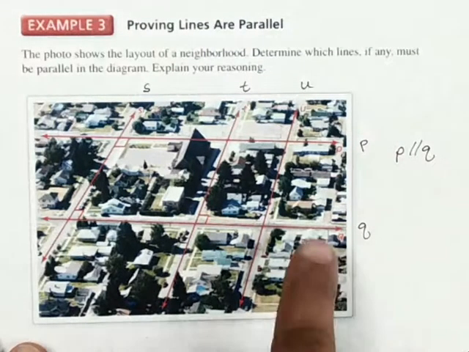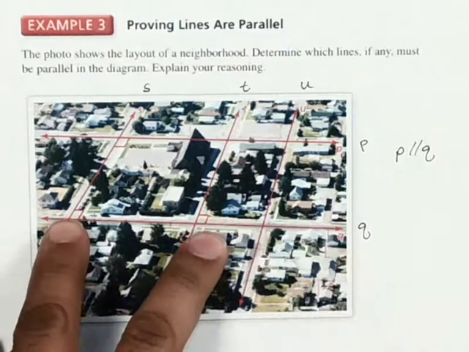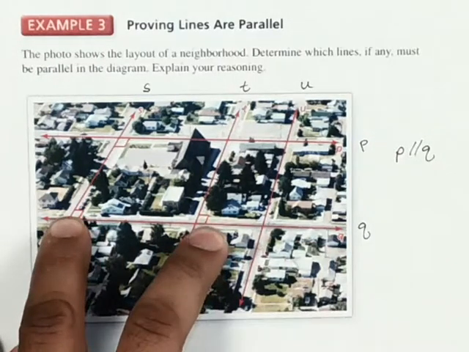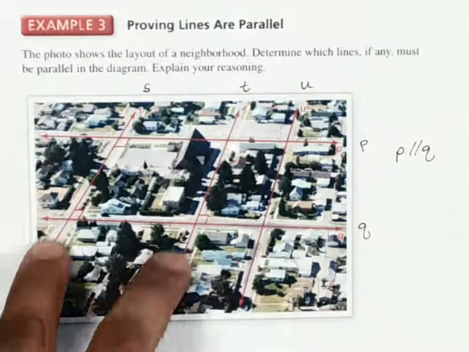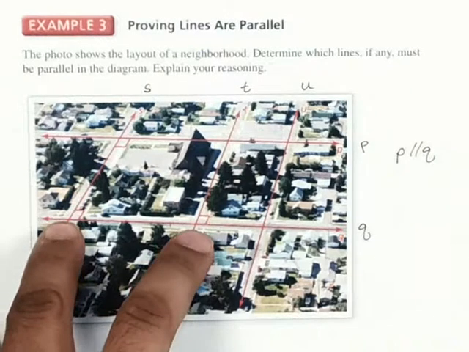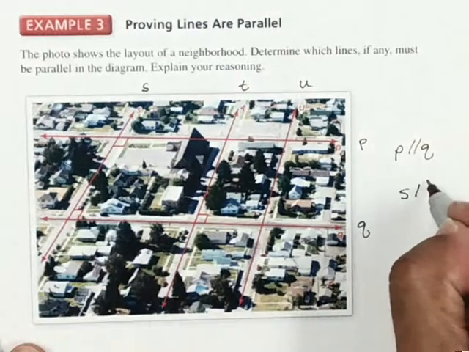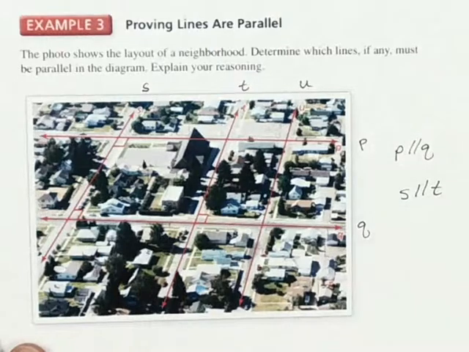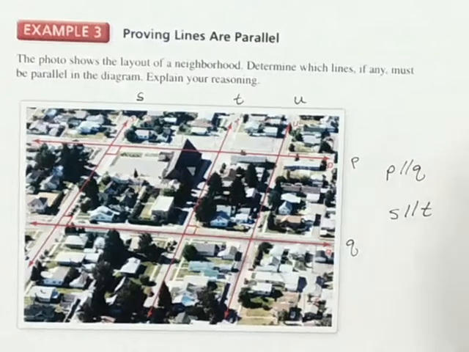And looking at it from this direction, if I'm looking at line Q, I see that I have two right angles formed here. So that means these two lines both intersect line Q, and I have two right angles at both of those intersections. So that means also that S has to be parallel to T. Okay, so those would be our conclusions. Line P is parallel to line Q, line S is parallel to line T.